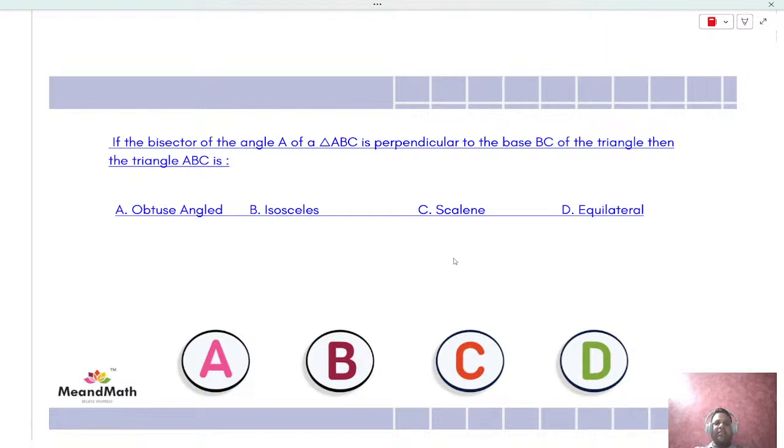The question is, if the bisector of angle A of triangle ABC is perpendicular to the base BC of the triangle, then triangle ABC is which triangle? Options: isosceles triangle, scalene triangle, and equilateral triangle.